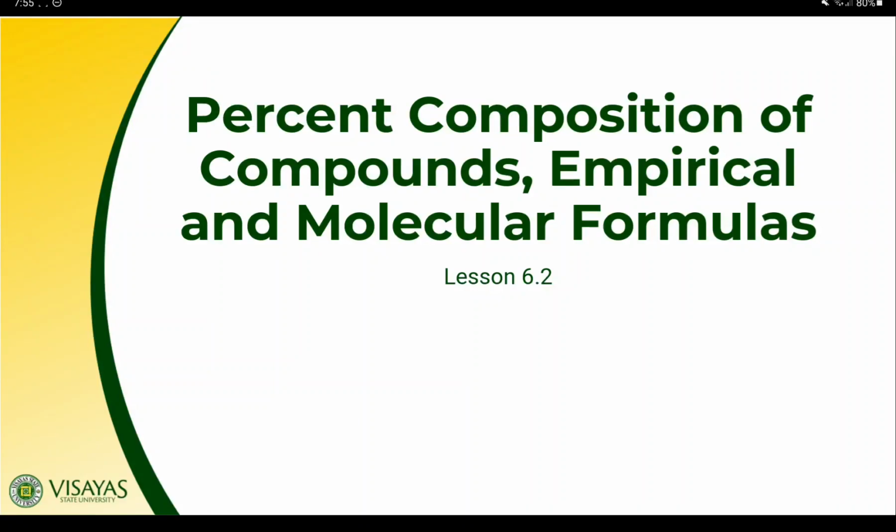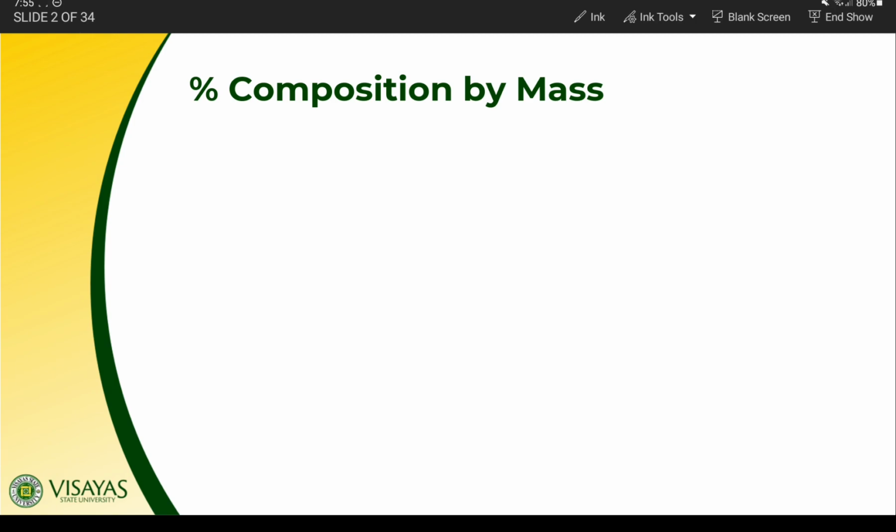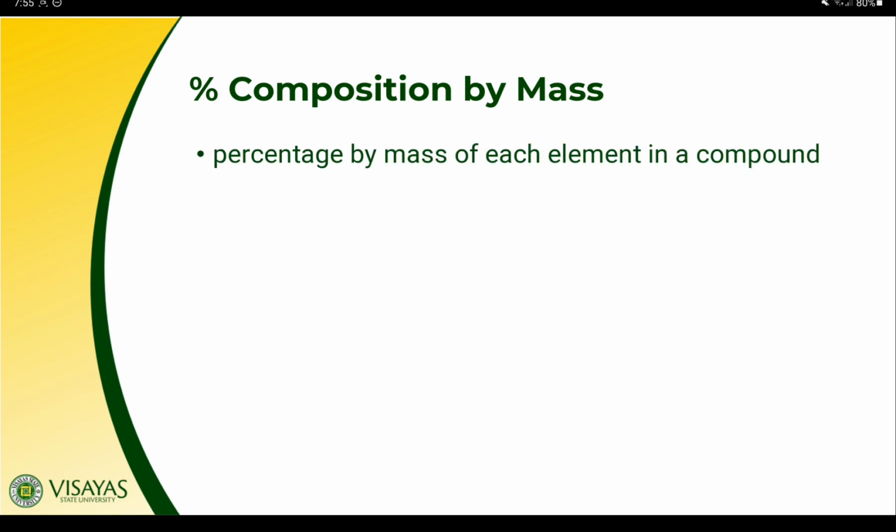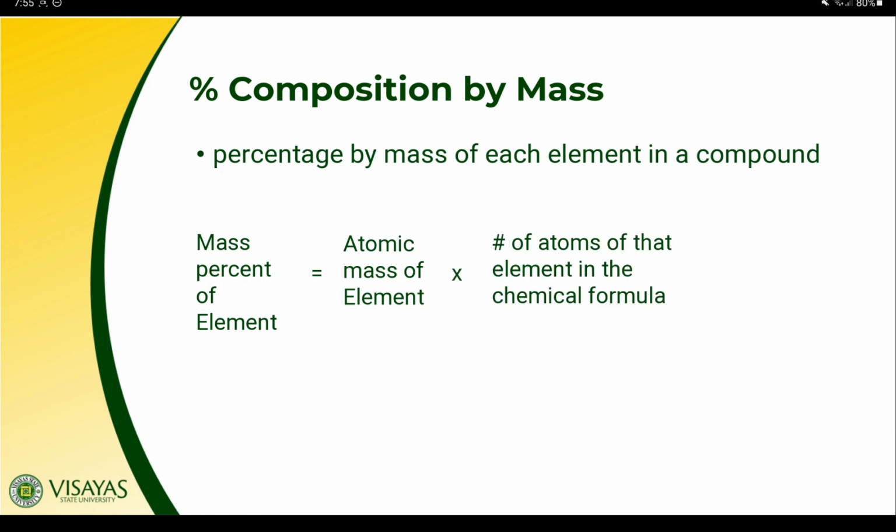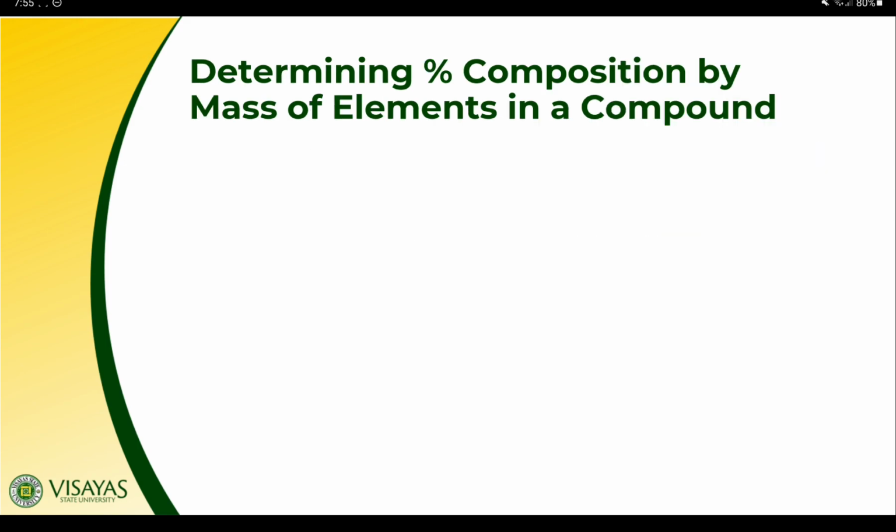Good day, students. The second lesson in Module 6 is about percent composition of compounds, empirical and molecular formulas. So this percent composition by mass is the percentage by mass of each element in a compound. To get the mass percent of an element, we have the formula: mass percent of element equals the atomic mass of the element times the number of atoms of that element in the chemical formula, divided by the molar mass of the compound, and this is multiplied by 100.